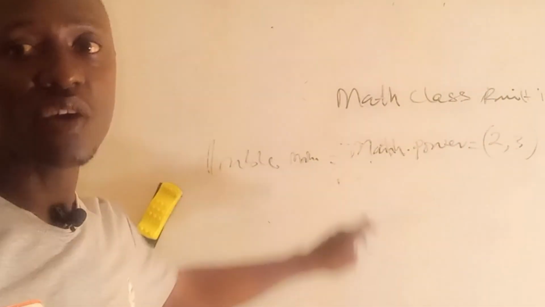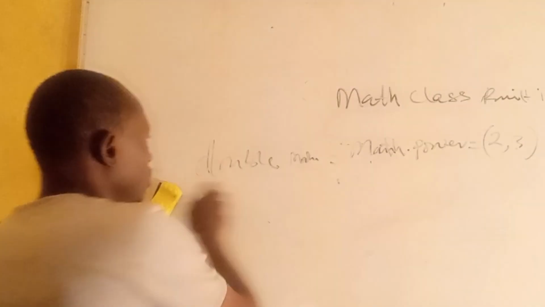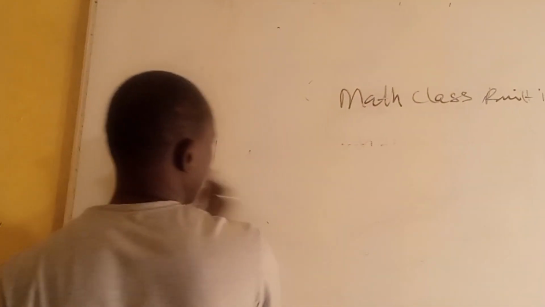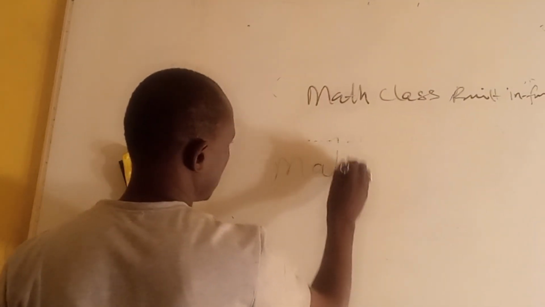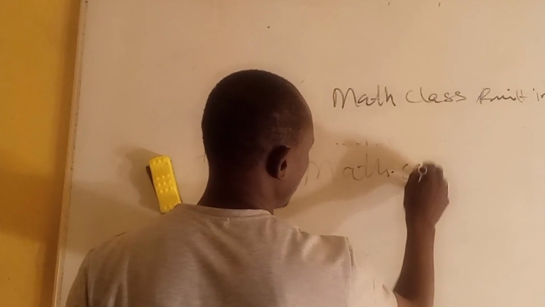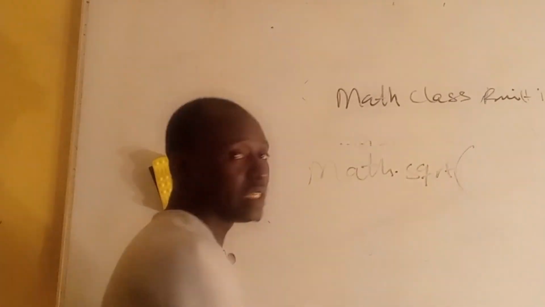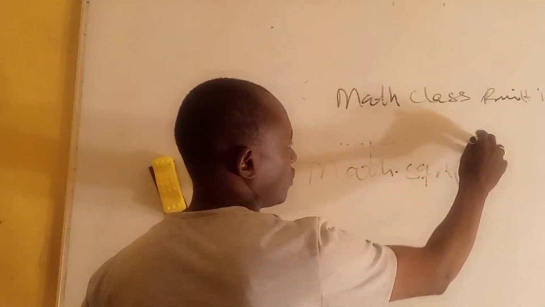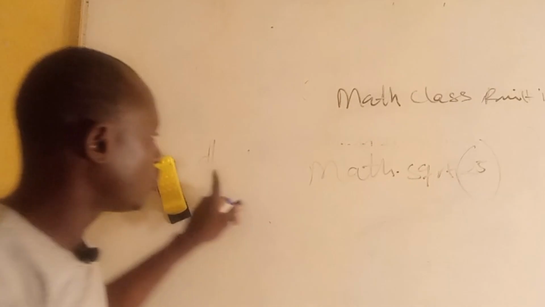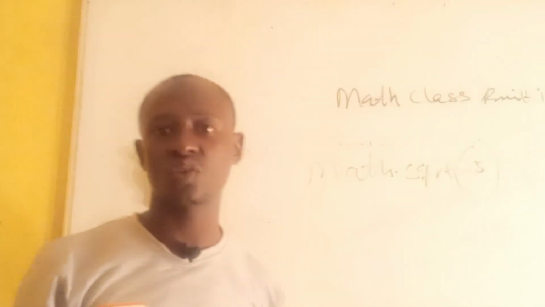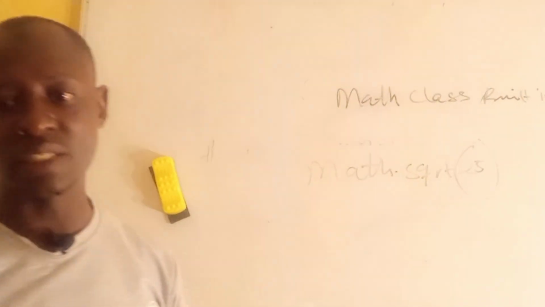So for the square root, it is Math.sqrt. Then you write your 25 now. It will now do that. So you need to do the same declarations and initialization at the same time.